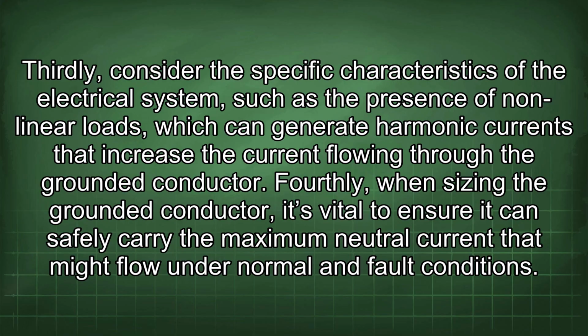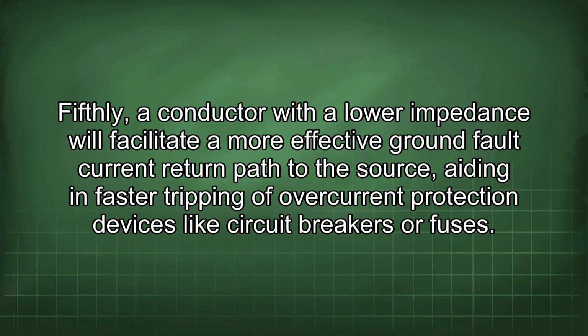Fourthly, when sizing the grounded conductor, it's vital to ensure it can safely carry the maximum neutral current that might flow under normal and fault conditions. Fifthly, a conductor with a lower impedance will facilitate a more effective ground fault current return path to the source, aiding in faster tripping of overcurrent protection devices like circuit breakers or fuses.